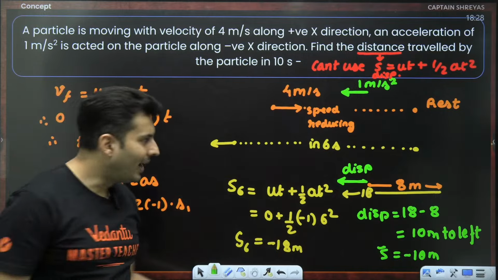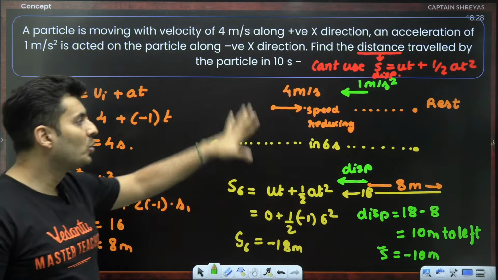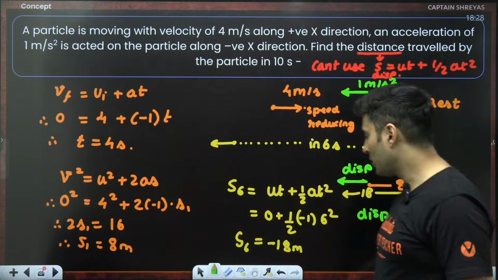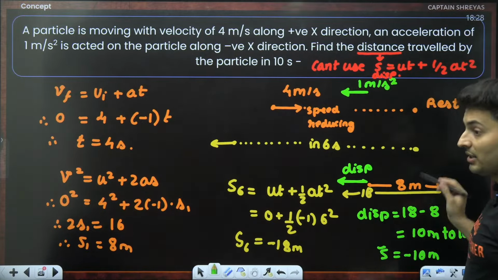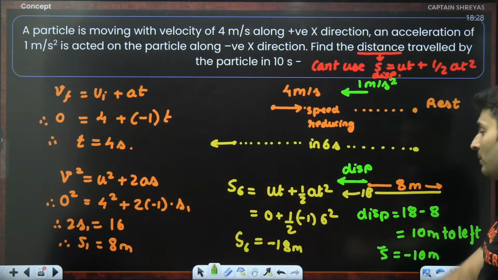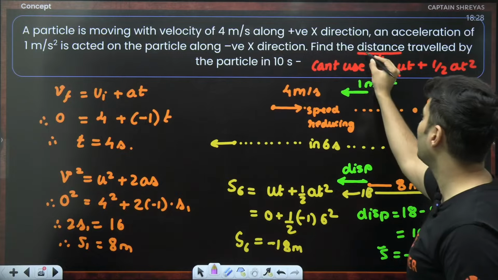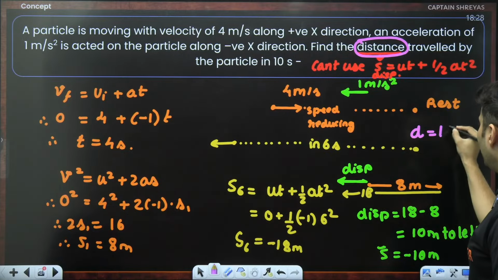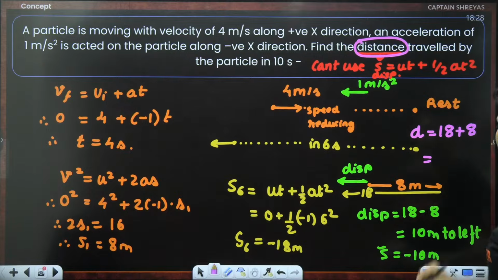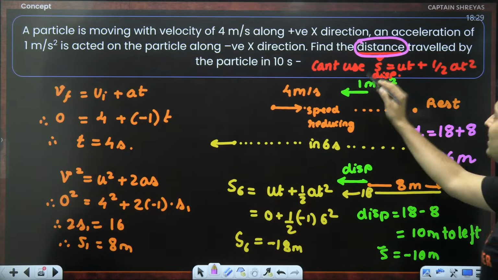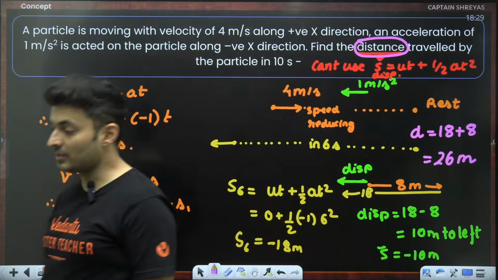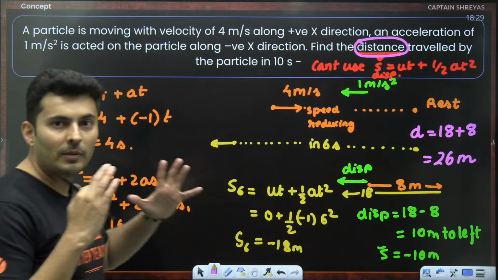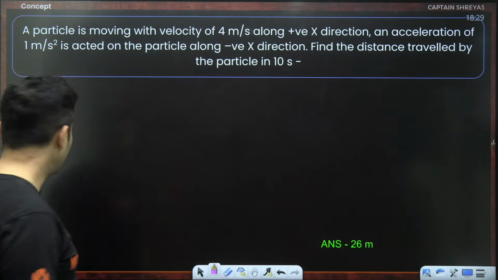Understood why you cannot use that and how we broke down the question into small parts? Because distance was asked. If distance was asked, or displacement was asked, accordingly things will change. So displacement will be -10. But if distance is asked, like in this particular question, so the distance traveled will be 18 plus 8, which is 26 meters. So the distance traveled answer is 26 meters, whereas displacement will be -10. Cool. So we have done this problem properly. Moving on to the next question, answer is 26.